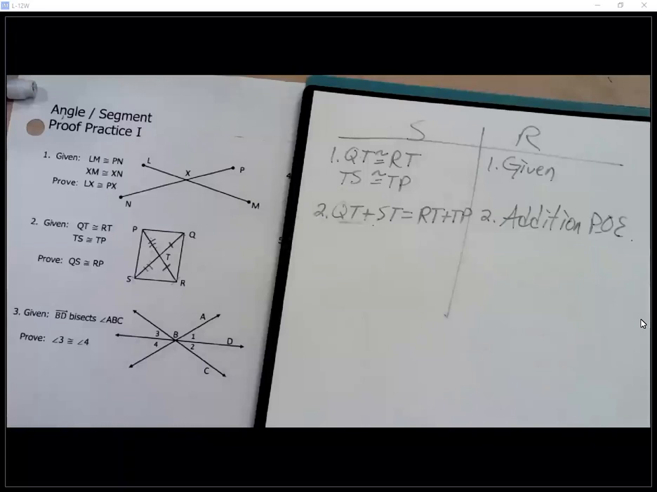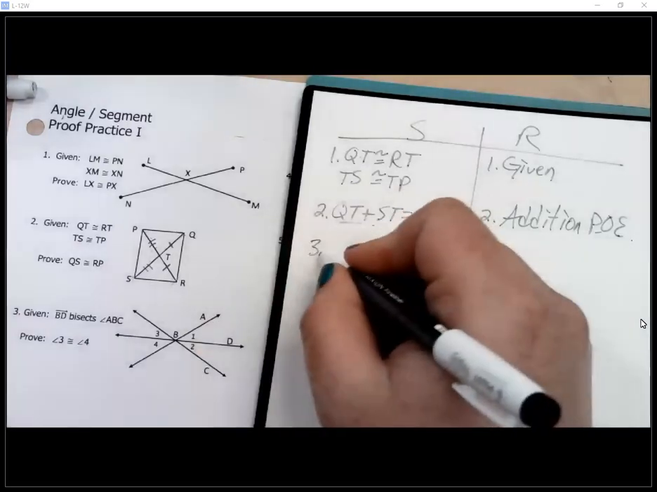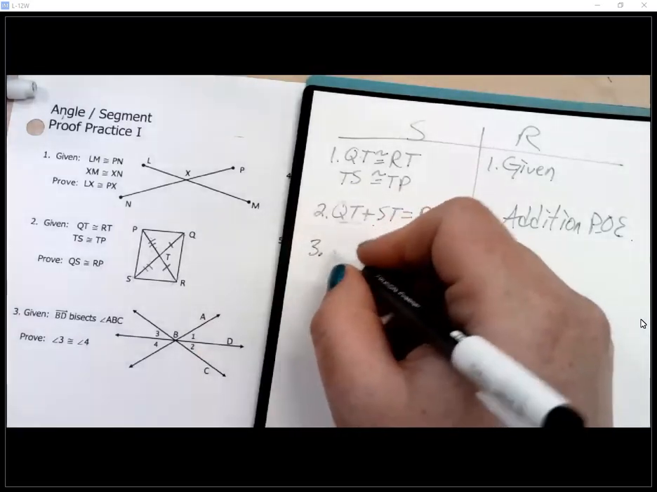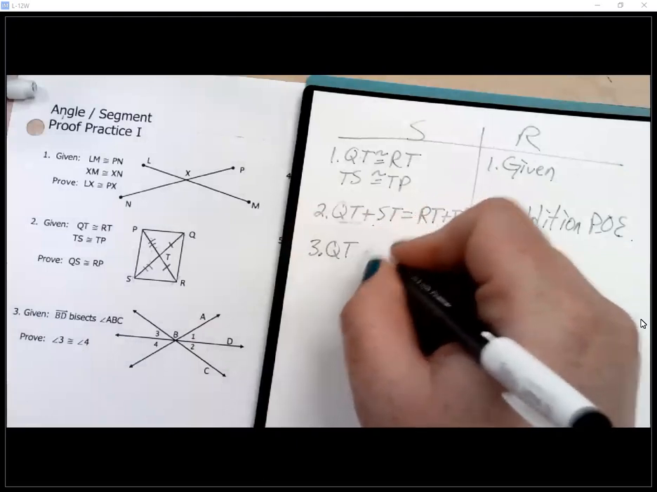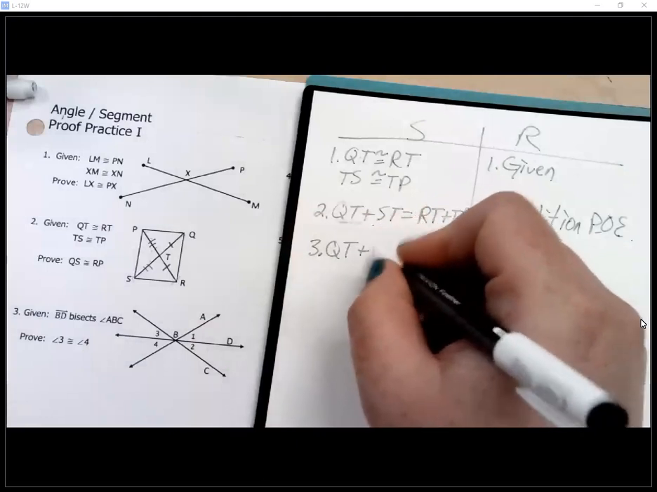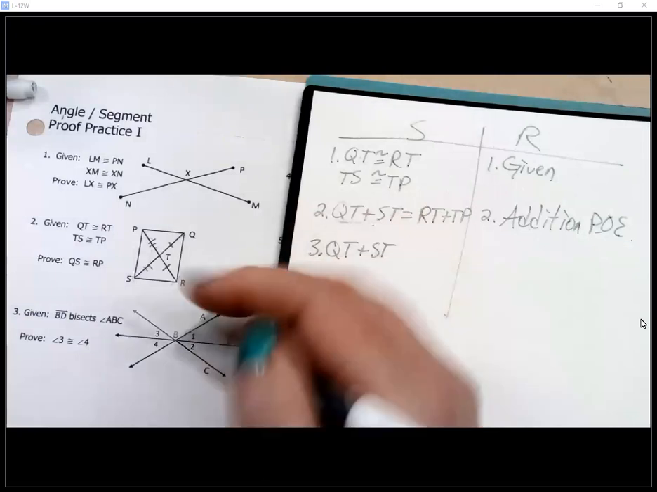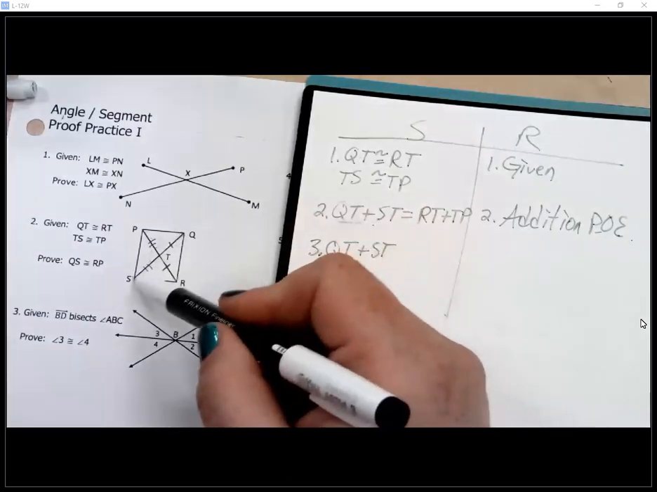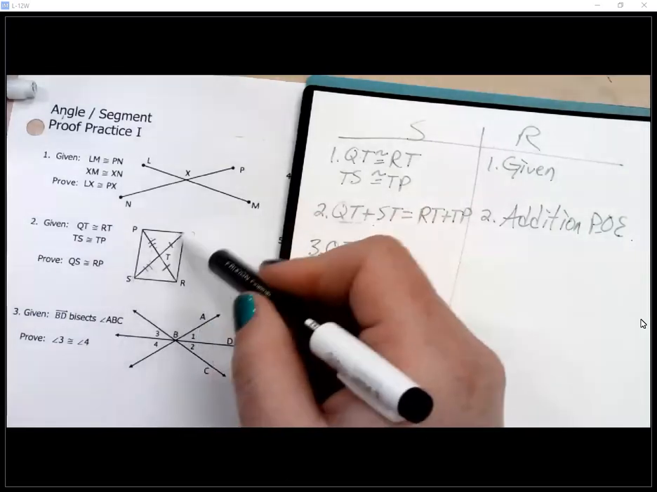All right, where can I go from here, do you think? Aiden, you have a thought? Go ahead. QT plus TS equals QS and PT plus TR equals PR, and that's the segment addition postulate. Yes. Great job. Look at the diagram. Doesn't QT plus ST or TS, whatever, those two together, doesn't it equal the whole thing, QS?